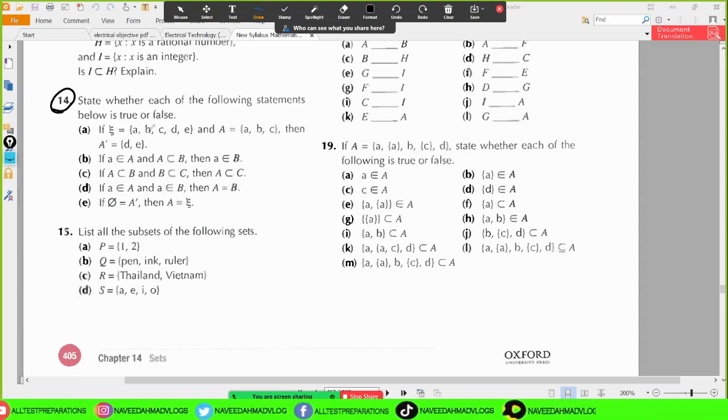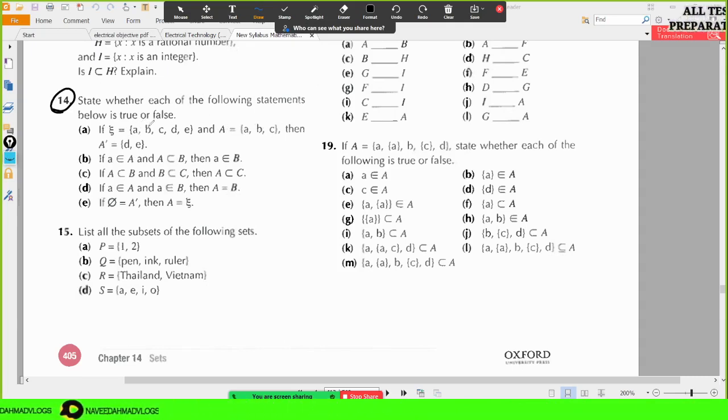So, for the universal set, first of all you will need to check whether all elements of set A are elements of the universal set or not. So A, B, C, yes, A, B, C, yes, so this is correct.